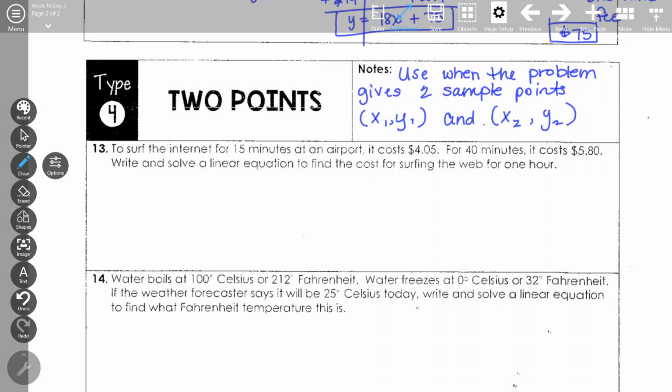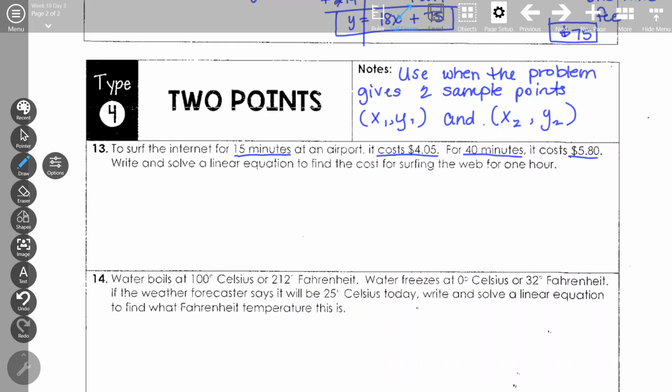Number 13, to surf the internet for 15 minutes at an airport, it costs $4.05. It used to cost us, we used to have to pay per minute that we surf the internet, right? Now it's unlimited, but this is going back some time. For 40 minutes, it costs $5.80. Write and solve a linear equation to find the cost for surfing the web for 1 hour.